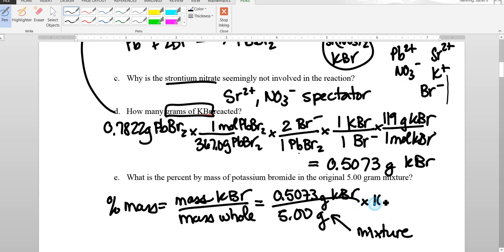So that's all I know. So the big idea is you do not know molar masses of mixtures. They are undefined. This gives you 10.1% as your answer.